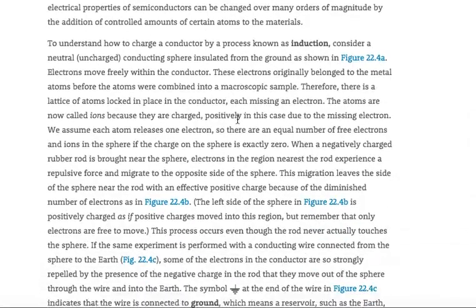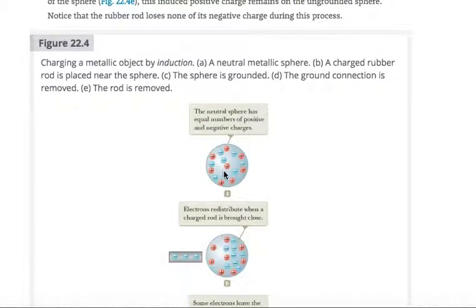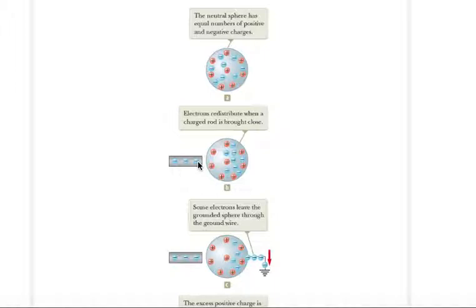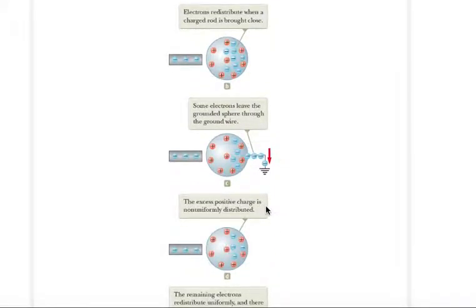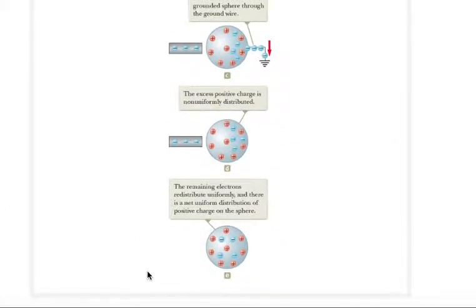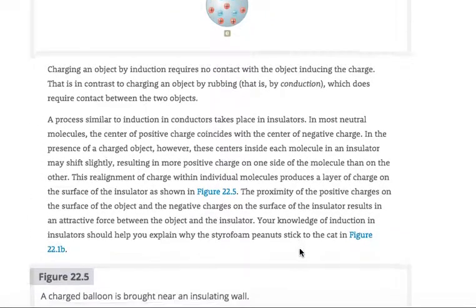Then there's charging by induction. You have a neutral object. You bring a charged object near it, but do not touch it. You ground the neutral object, so all of the charges that are the same as the rod that was brought near it will run off. In this case, it was electrons. Then you remove the ground wire, and then you remove the rod. And in that case, you are left with a charged object that has the opposite charge of the charge that was brought near it. So this was a negative rod that was brought near it, and the neutral object ended up becoming positively charged.